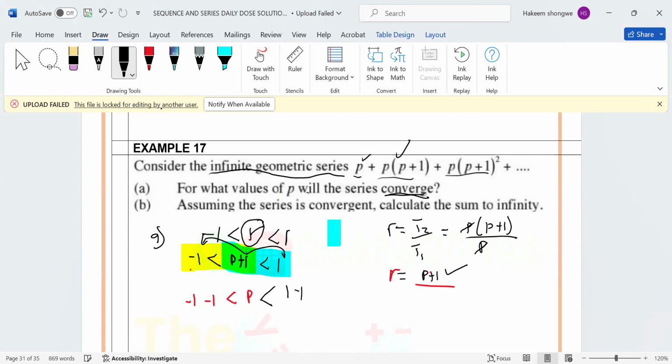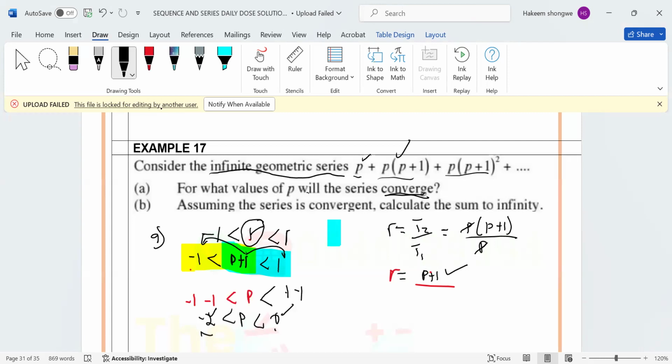You have 1 minus 1. Now, -1 gives us what? -2. P less than 1 minus 1. So when P is between -2 and 0, this series is going to converge. And then they will give you a mark for 1, 2. All you get your 3 marks.